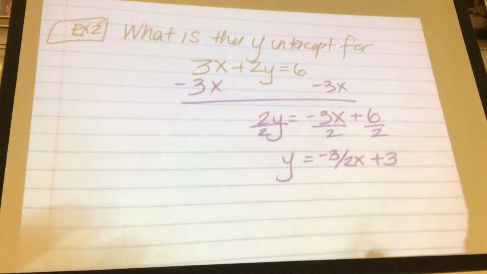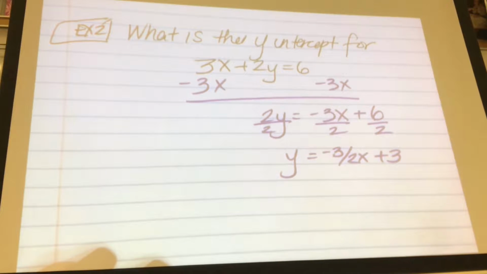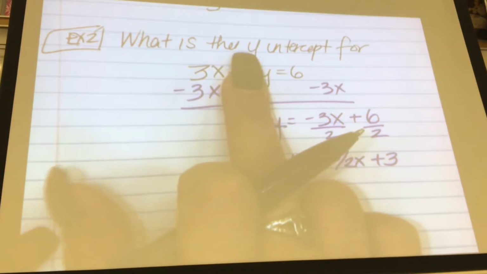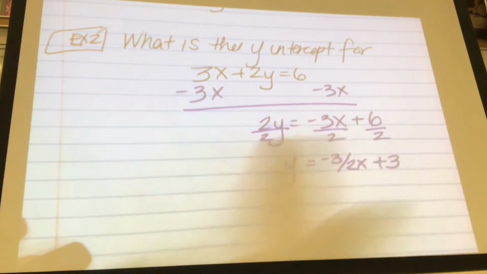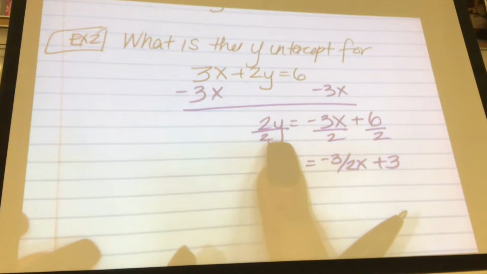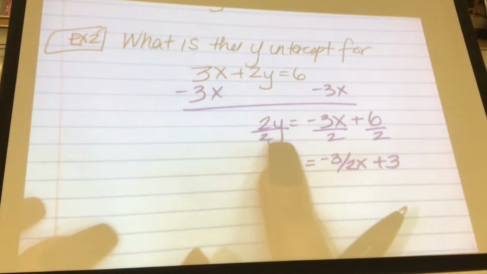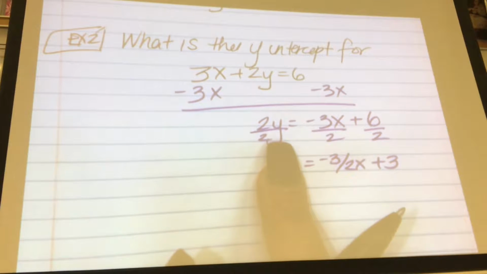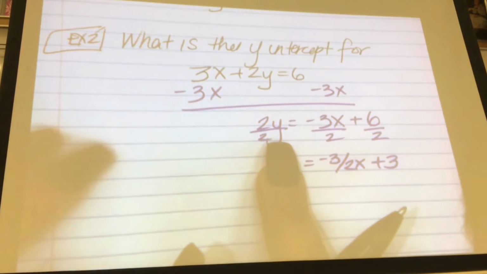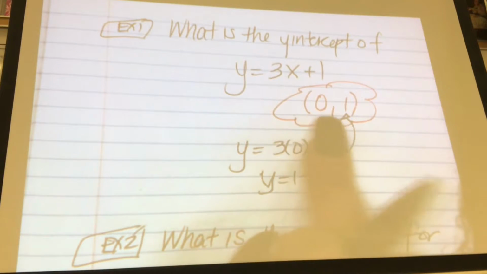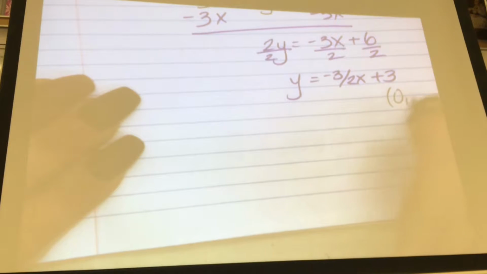Since we converted it, my question was what is the y-intercept? Can you tell me what the y-intercept is? What is it? 3, right? But now tell me how you say it the right way, Amelia. You don't just say 3. What do you say? Did I just say 1 here? What did I say? 0, 1. Yeah, good. So for this one, you're going to say (0, 3).